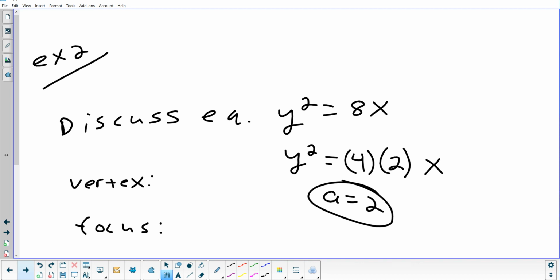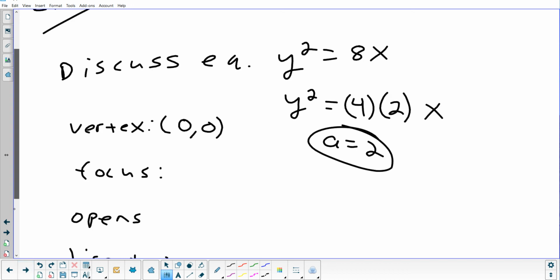All right, so where's the vertex in this case? 0, 0. I told you when it's y squared equals 4ax, you're always at the origin for the vertex. You'll know when you're not at the origin. The equation looks a little different. It has a plus and a minus in it, depending on which way you shift. So the vertex is at the origin.